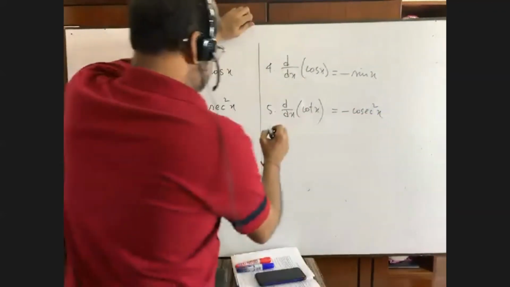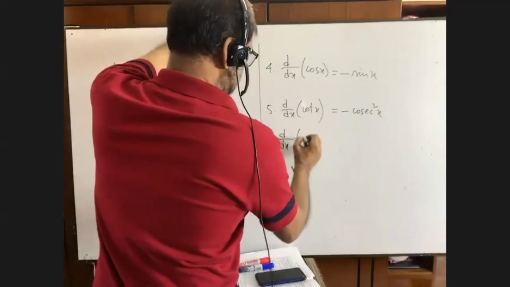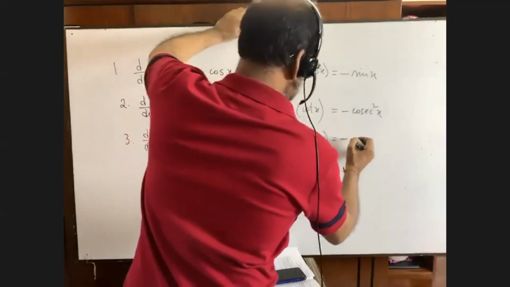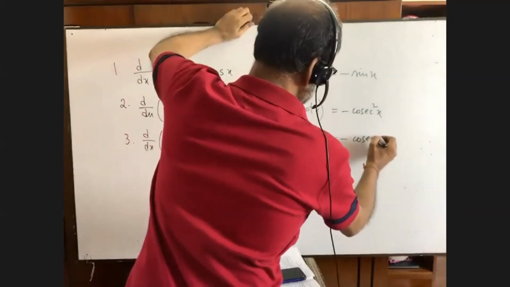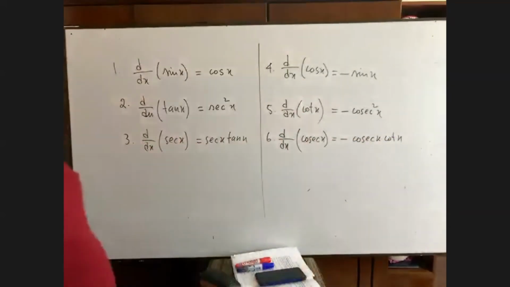Number 6, d by dx cosec x. So minus cosec x cot x. These 6 you have got today, right?